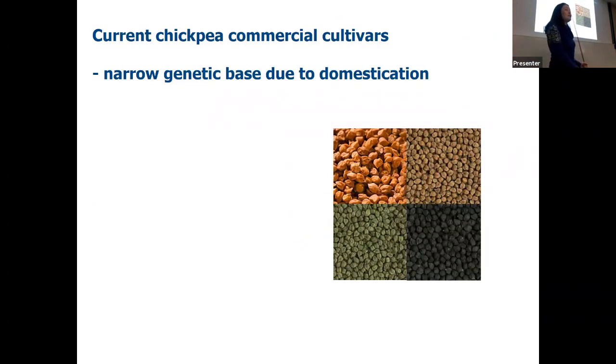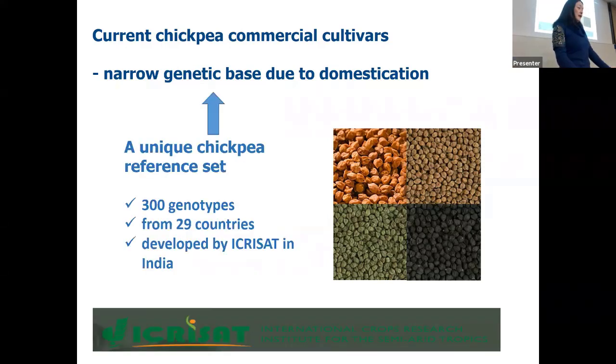However, during the process of domestication, a lot of genetic diversity has been lost. So one of the problems with the current commercial cultivars is that they all have quite a narrow genetic base. To overcome that problem, ICRISAT, which is based in India, in recent years has developed a unique chickpea reference set, which has 300 genotypes, which originated from 29 countries with diverse genetic backgrounds.